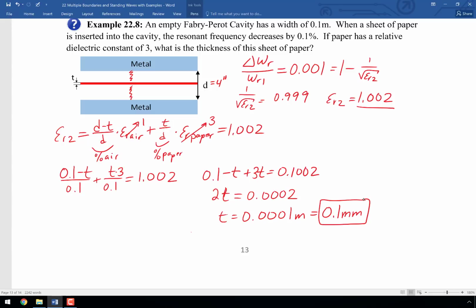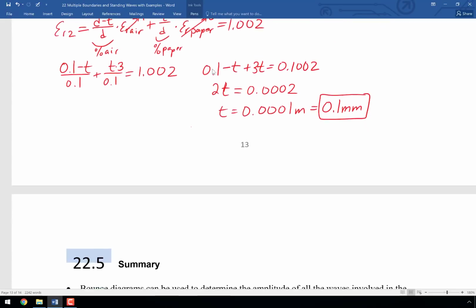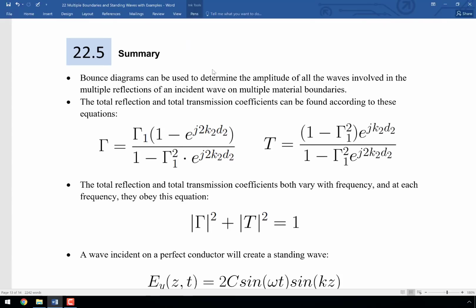It's remarkable to me, though, that if you think about the fact that I have this region, which is 4 inches wide, I can detect when a single sheet of paper is inserted into that simply because it changes the resonant frequency of that region. And so that's it. That's all of the new material for today.